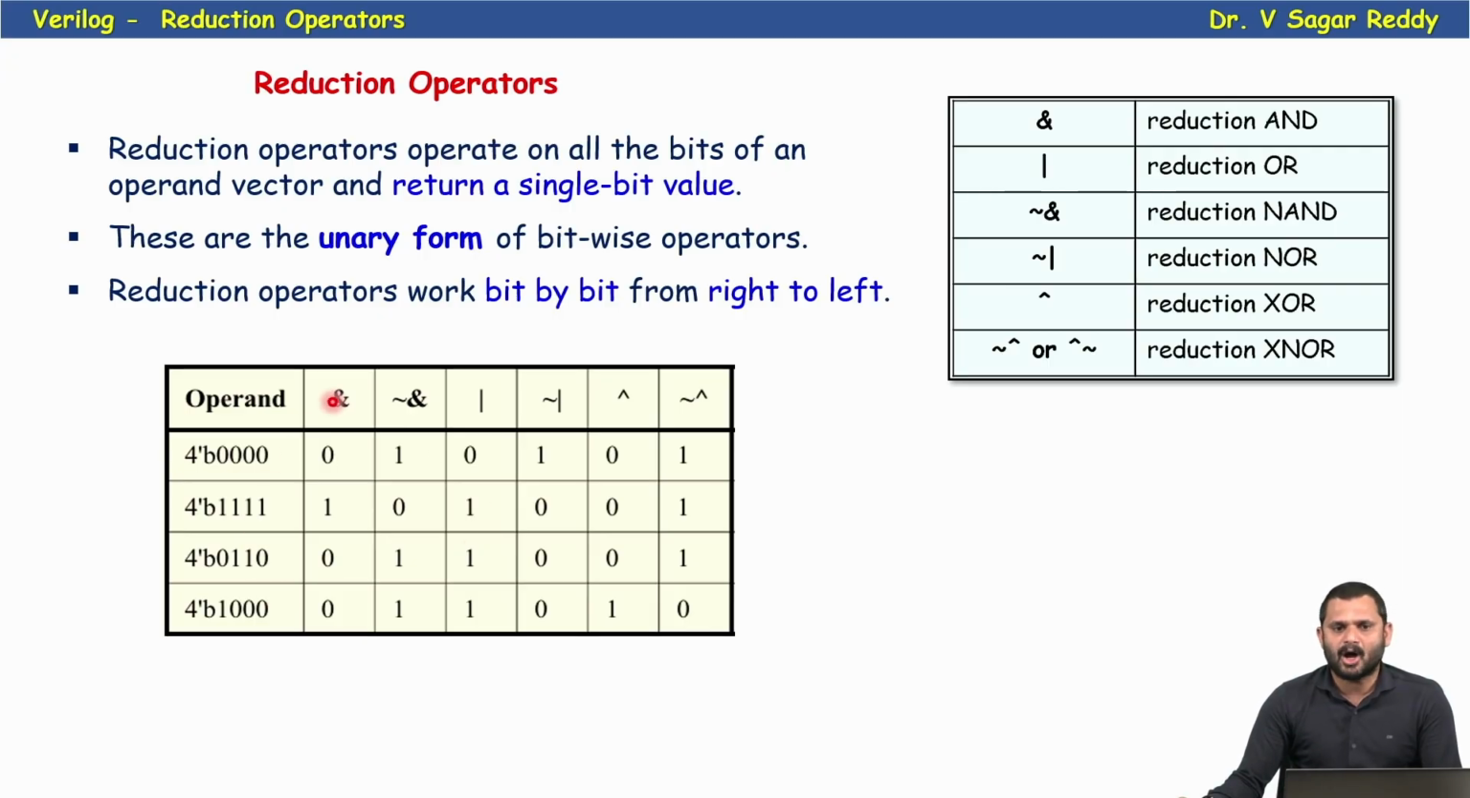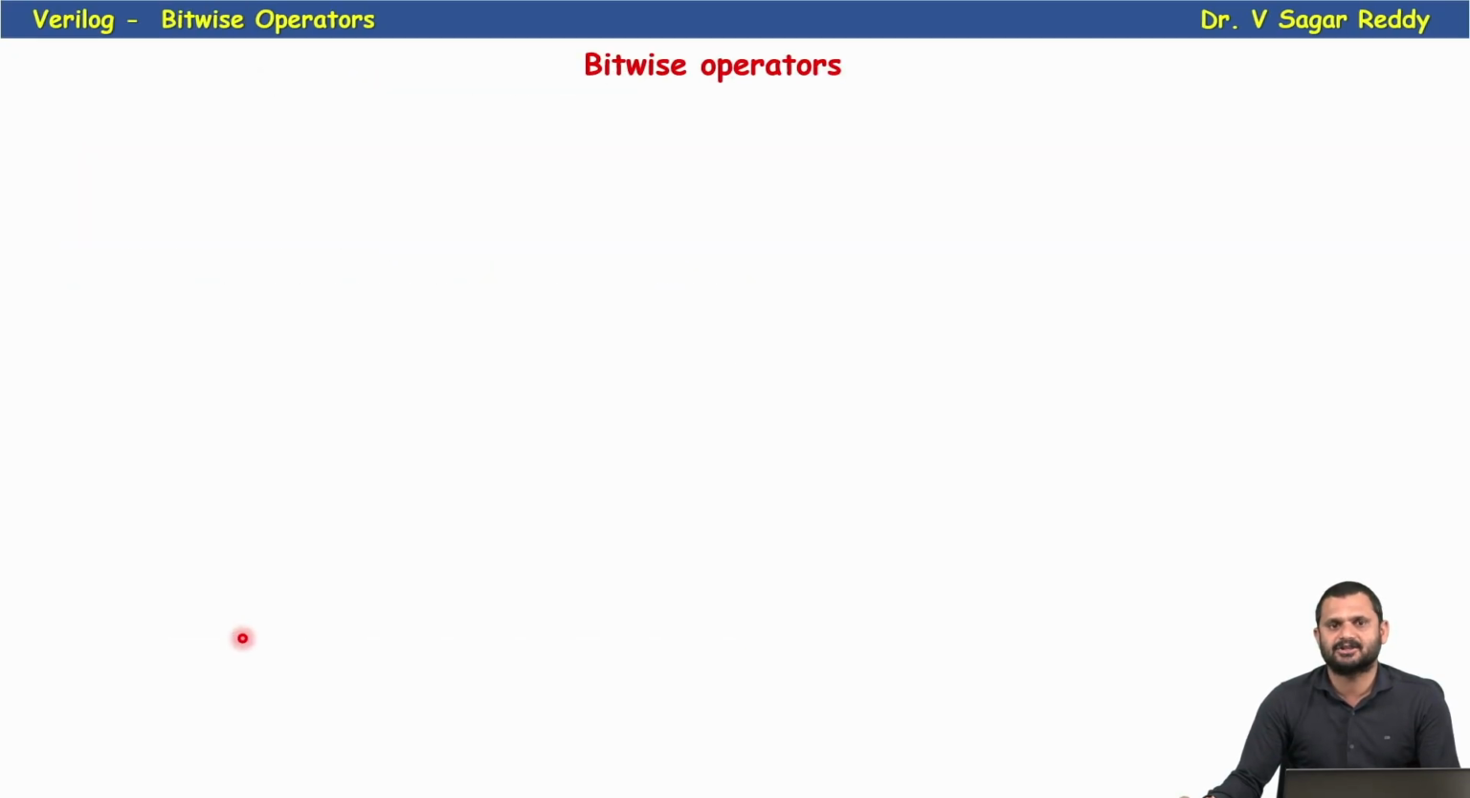Like that, the unary reduction operator works bit by bit on this operand from right to left. See all these examples. Pause the video and try to find the result of all these reduction operators on these operands. I hope these reduction operators are clear.